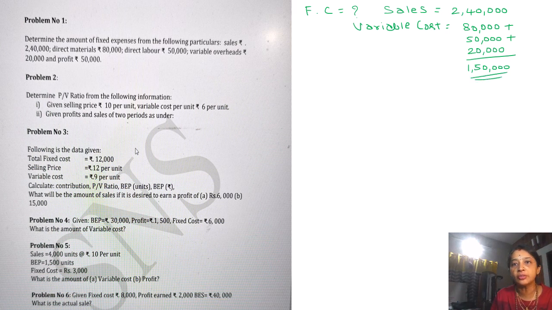Then they have given profit. How much is the profit? Profit is 50,000. So with this information, you have to find out how much is the variable cost. Sorry, how much is the fixed cost? This is the question. What is the fixed cost? So first, you have to write marginal costing statement.